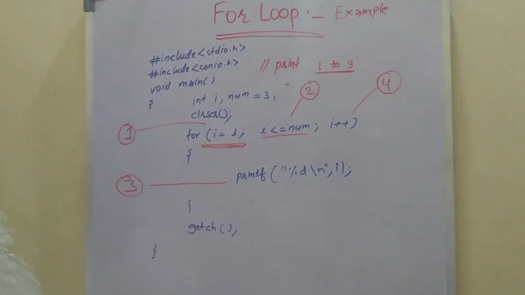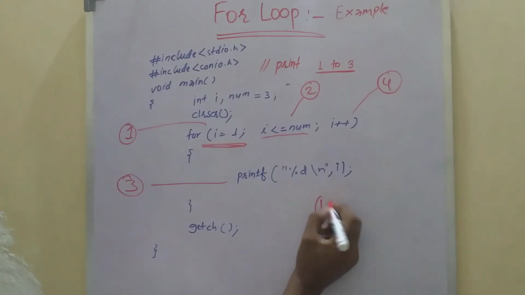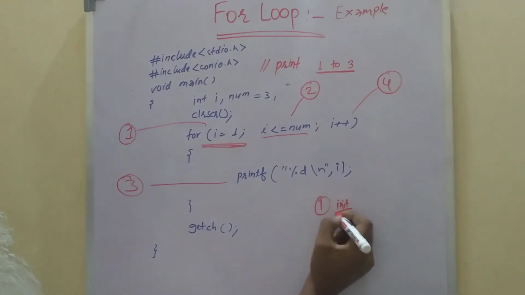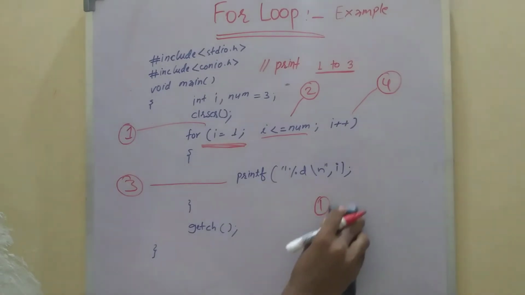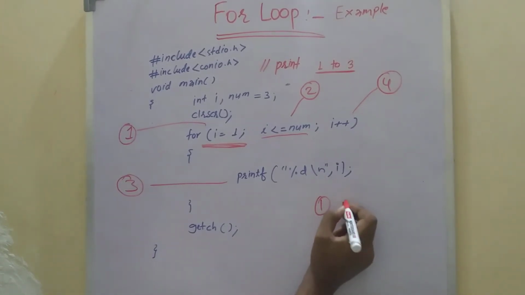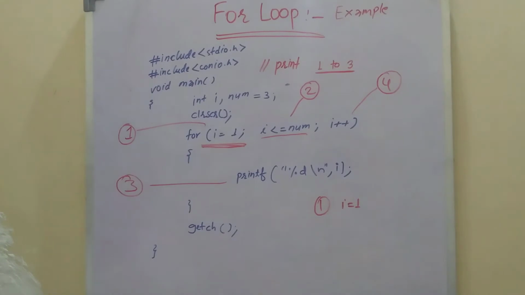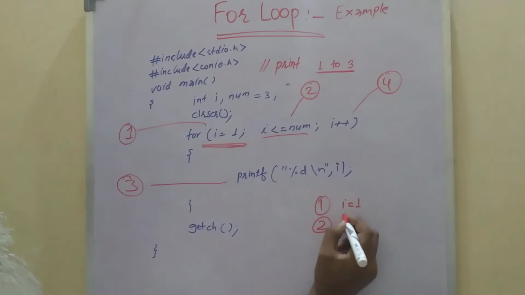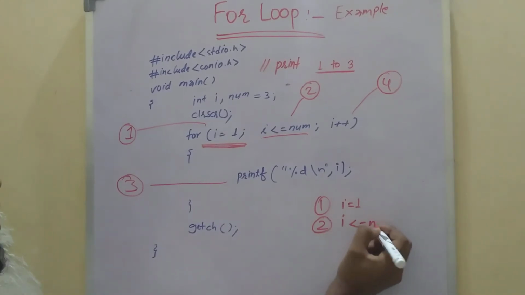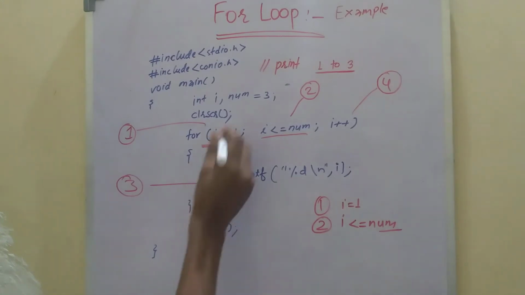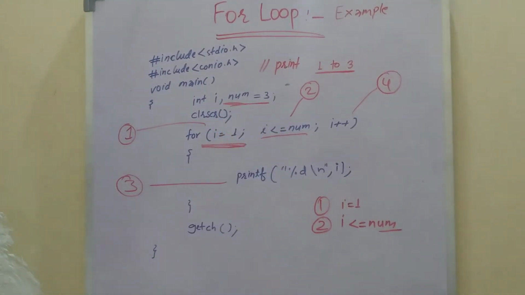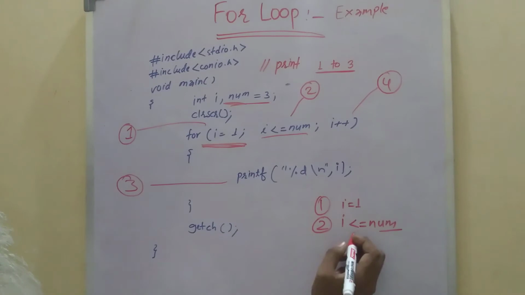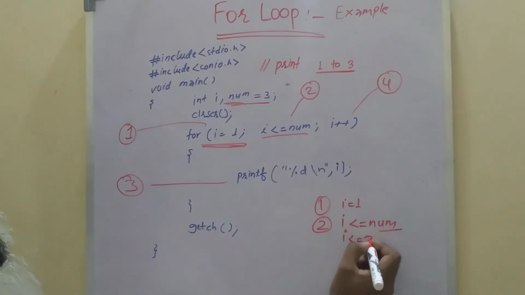So what will the first step be? The first step is the initialization. I am taking a variable i equal to 1. Now the first step is completed, and I will go to the second step: i less than or equal to num. Num is a variable, and I am storing 3 in it. So here I will check the condition i less than or equal to 3.